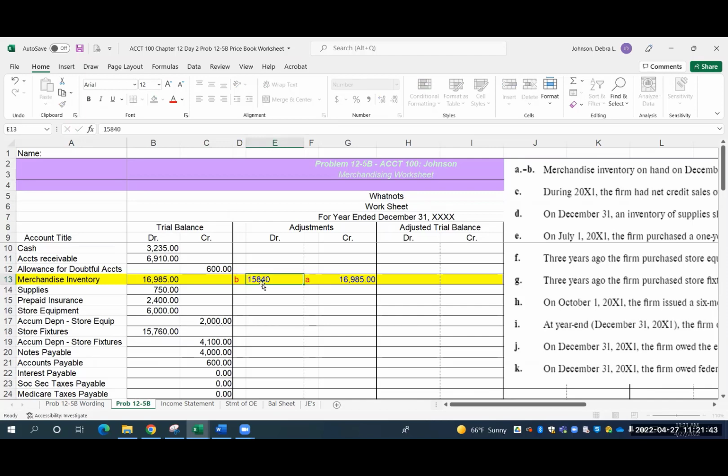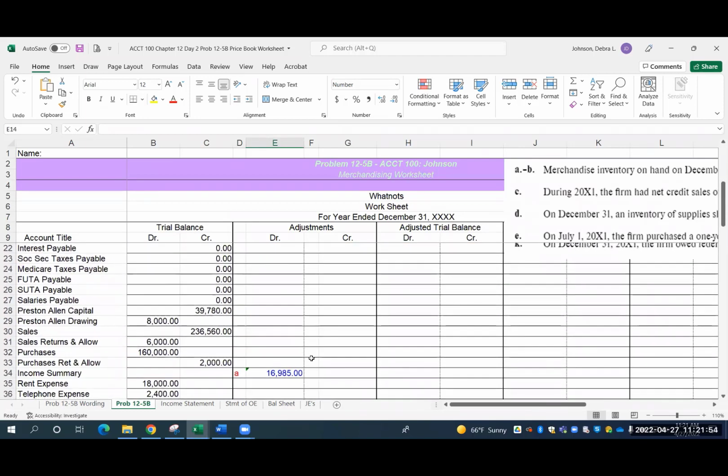15,840 gets debited to the income summary line item. Sorry, the merchandise inventory line item. And the credit is going to go on the income summary, 15,840.